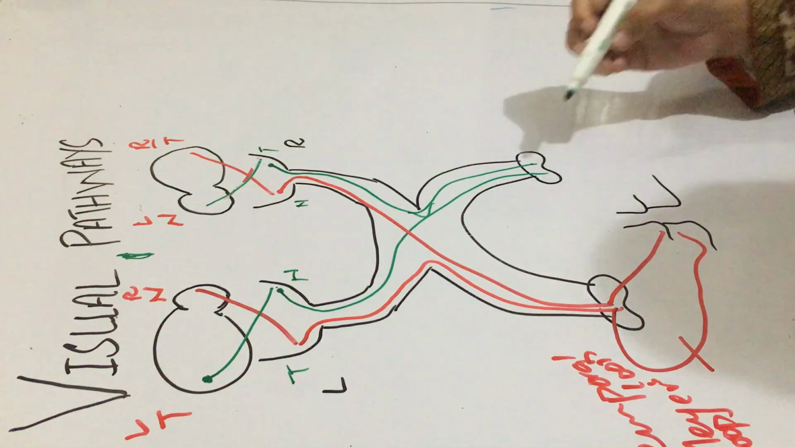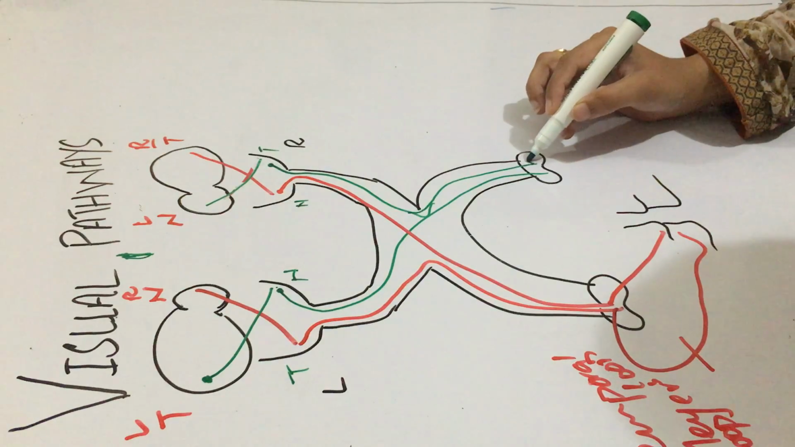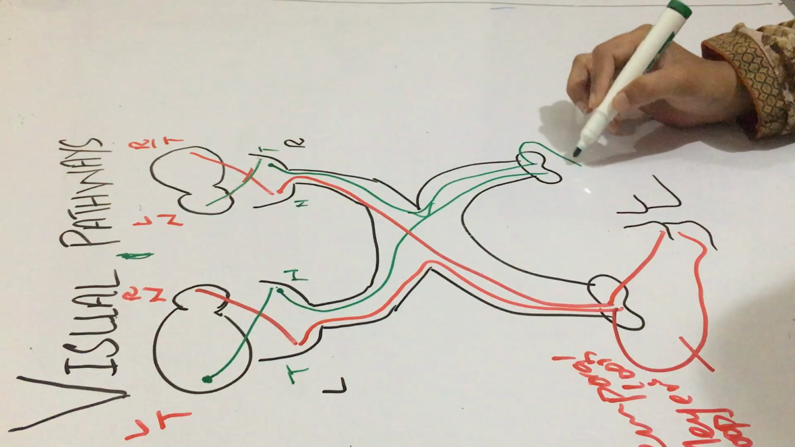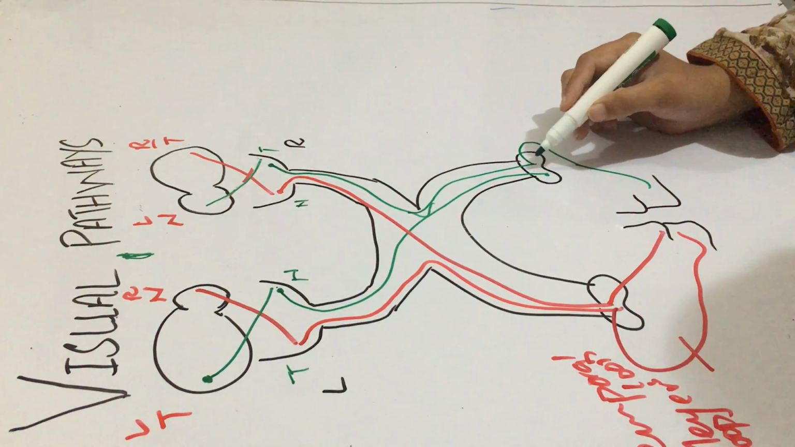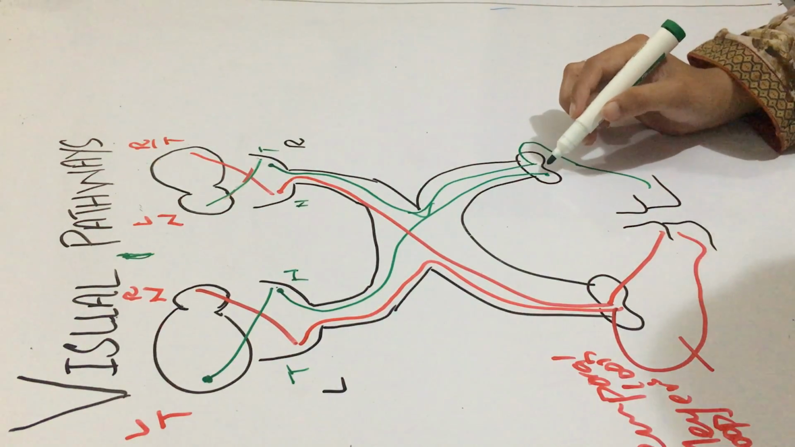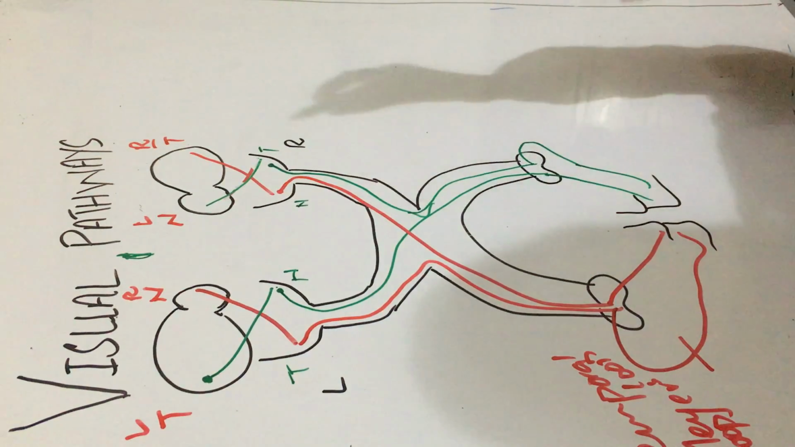Okay, again the fibers which will be coming from the inferior quadrant of the retina, they will form the loop, while the fibers which will be coming from the superior quadrants of the retina, they will pass directly. Okay, now here I label that.